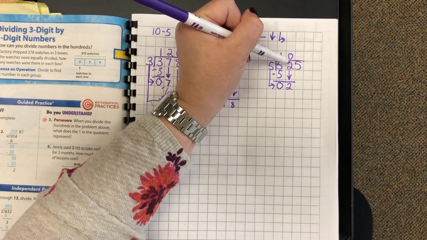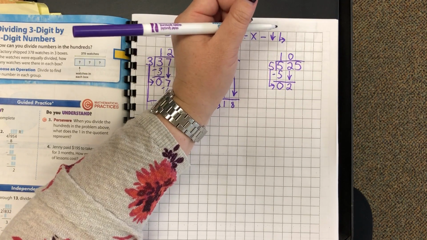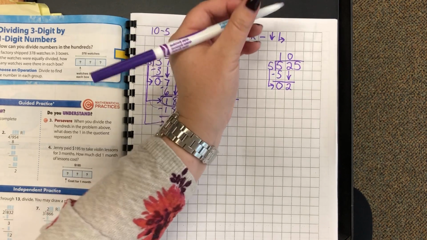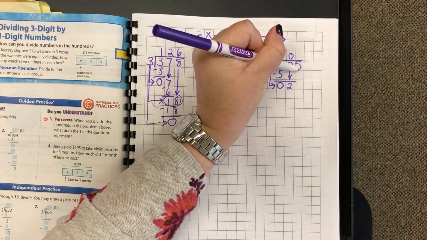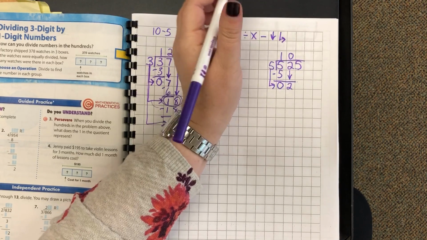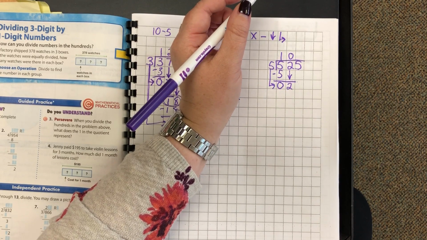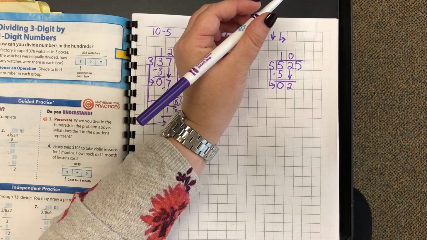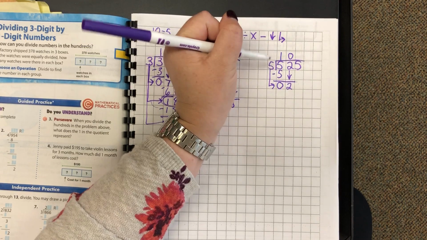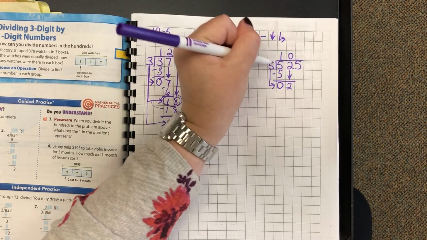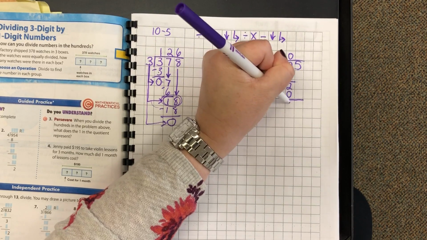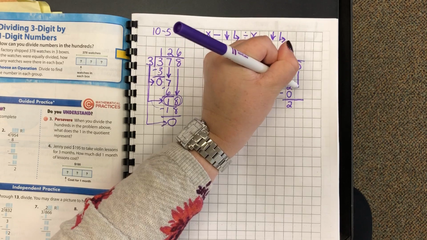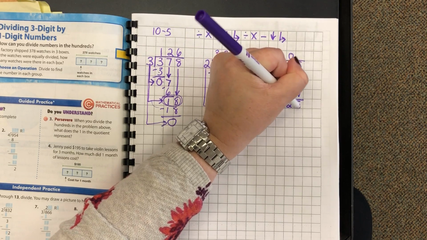What happens here is your brain's either going to have a little panic attack again, or it's going to go, oh, well, 5 can't go into 2, so I'm going to bring this 5 down and turn it into 25. Not yet. Not yet. 5 can go into 2 0 times because 0 times 5 is 0, and 2 minus 0 is 2. Now I bring down the 5.